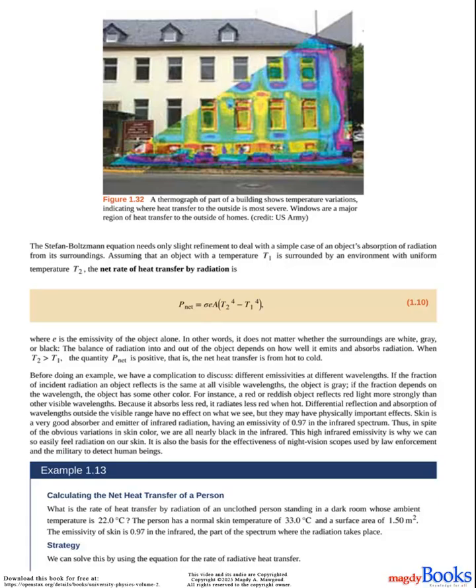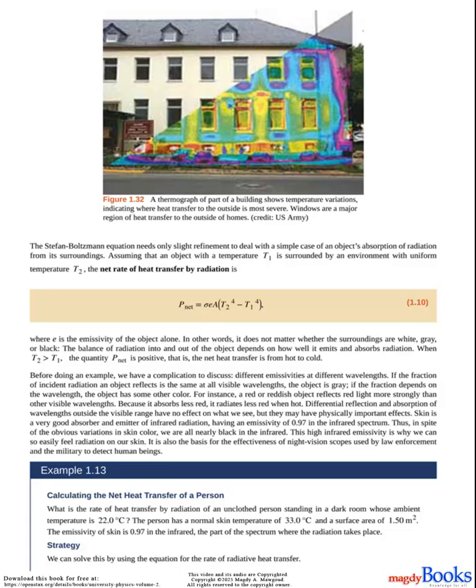Differential reflection and absorption of wavelengths outside the visible range have no effect on what we see, but they may have physically important effects. Skin is a very good absorber and emitter of infrared radiation, having an emissivity of 0.97 in the infrared spectrum. Thus, in spite of the obvious variations in skin color, we are all nearly black in the infrared. This high infrared emissivity is why we can so easily feel radiation on our skin. It is also the basis for the effectiveness of night vision scopes used by law enforcement and the military to detect human beings.